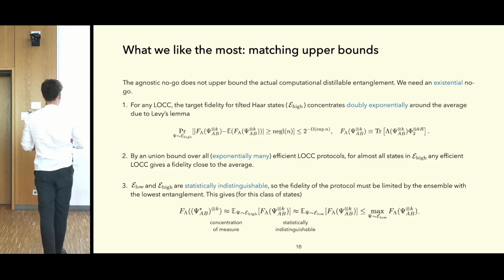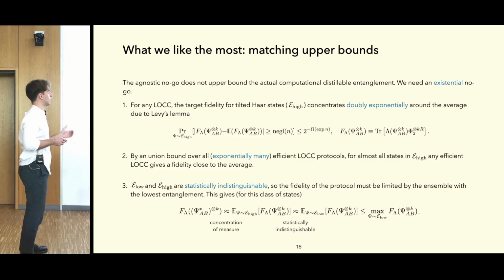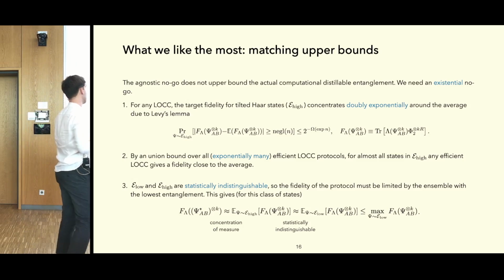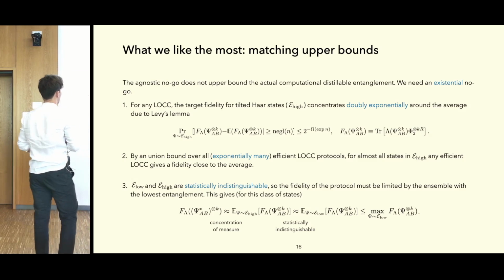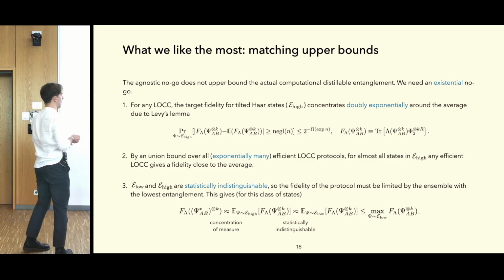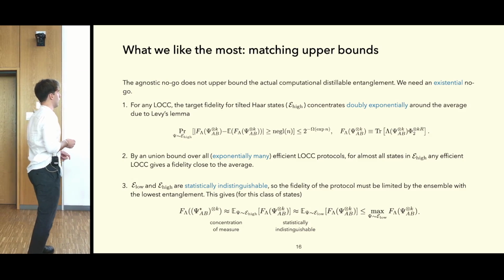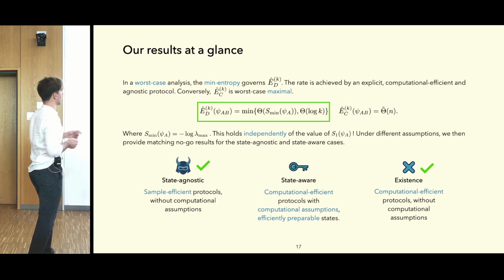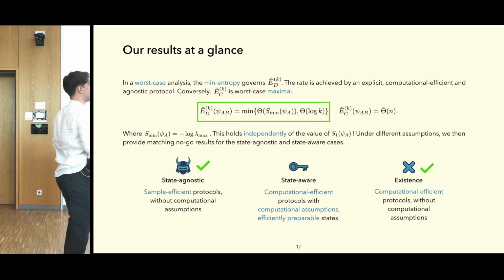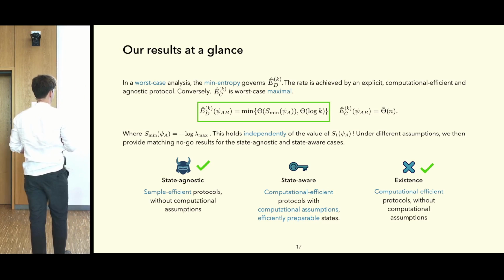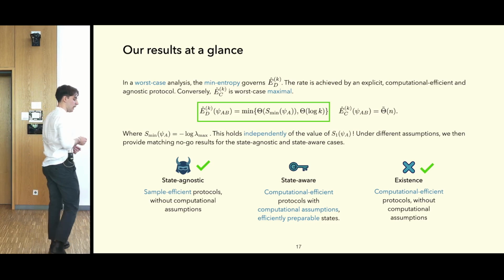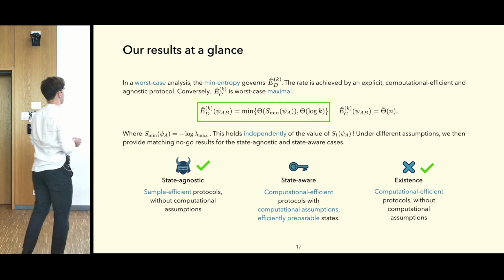And therefore, this means that we are somehow limited. So if the LOCC is computationally efficient, this imposes a limit on how well the protocol may perform. And this allows us to get, again, the same upper bound, but now this essentially provides a tight equality for some class of states. And now we're only left with the state-aware setting and the entanglement cost.